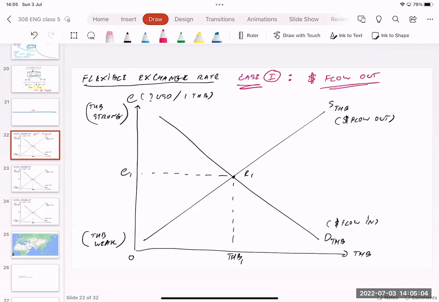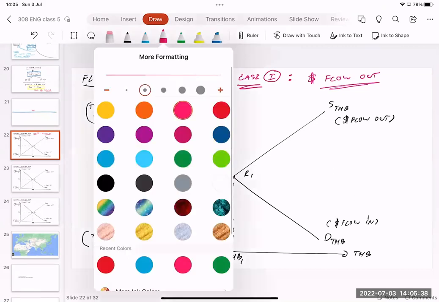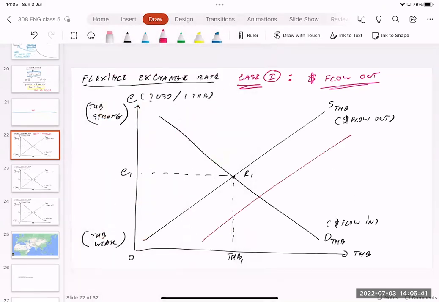For example, people in our country move money out to invest in another country, or people travel abroad, or we buy a lot of products from other countries, meaning a lot of imports. If money flows out of our country, it means that we need to sell more Thai baht. When money flows out, we cannot use our money in the other country, right? So we need to sell our currency and buy the foreign currency. That's why the supply for Thai baht is going to shift to the right.